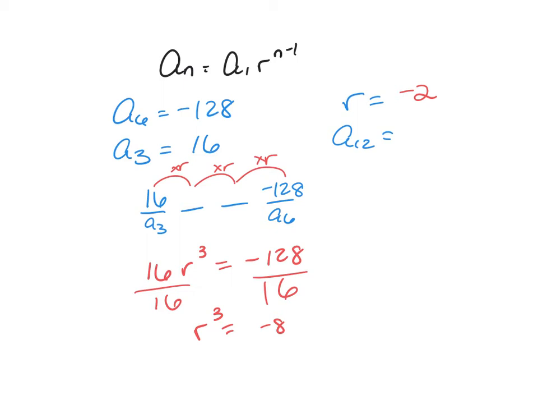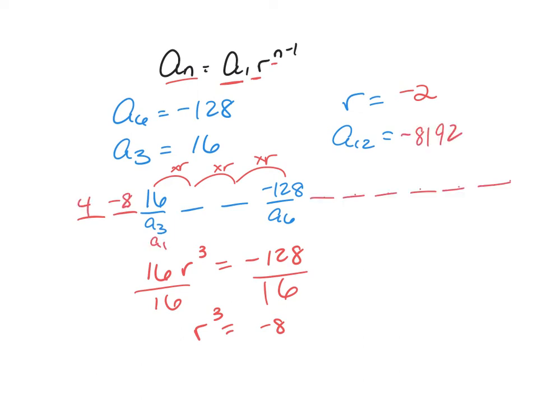We'll do that. We need to find A12, and the formula requires A1, r, n, and An, right? So we know that An is A12. We don't know A1, but we know A3 and we know r. So if we do A2 and A1, if we're multiplying by negative 2 to go up, we're dividing by negative 2 to go backwards. So this is a negative 8 and this is a 4.